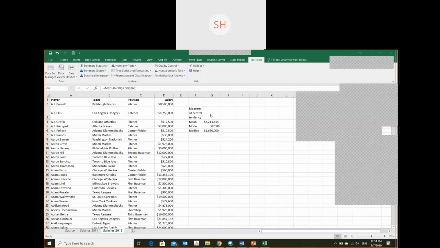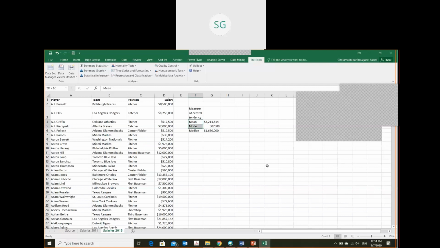The question is that all these three measures, they report, they give some information about the average or about the center of this variable. Why is there such a big difference between mean and median? Why is the mean 3 million more than the median?